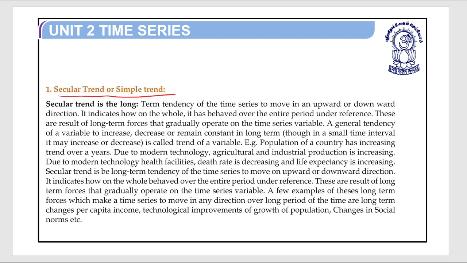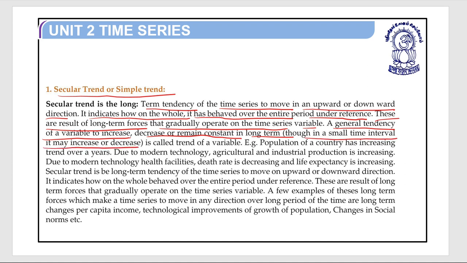Secular trend or simple trend. Secular trend is the long-term tendency of the time series to move in an upward or downward direction. It indicates how, on the whole, it has behaved over the entire period under reference. These are the result of long-term forces that gradually operate on the time series variable. A general tendency of a variable to increase, decrease or remain constant in the long term, though in a small time interval it may increase or decrease, is called the trend of a variable.